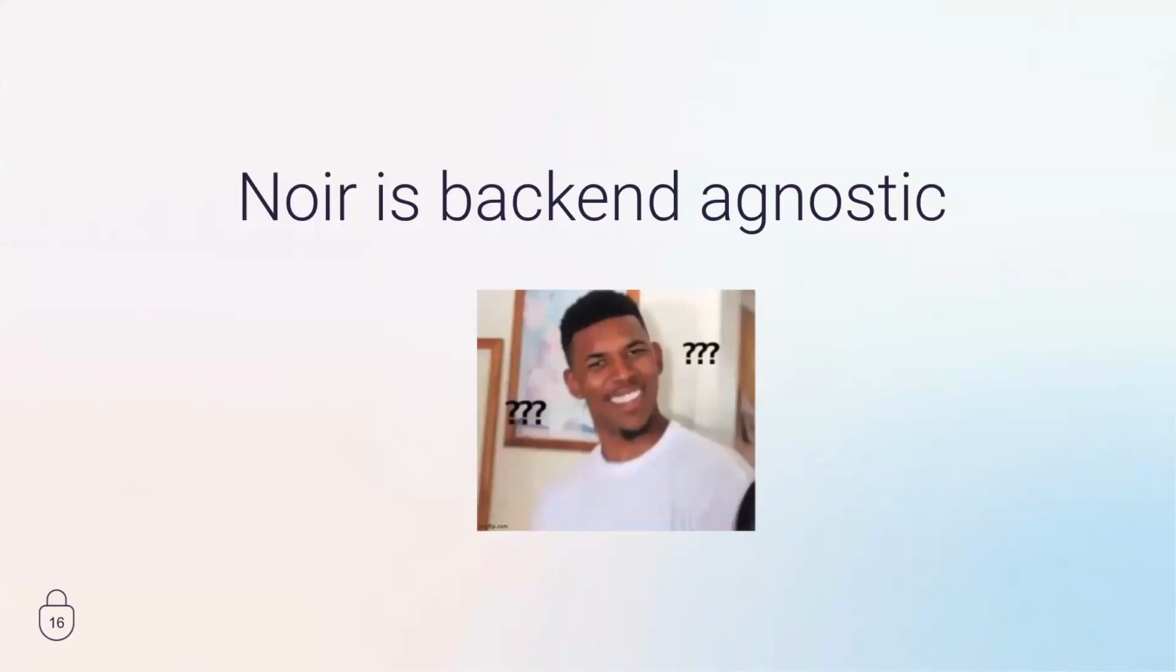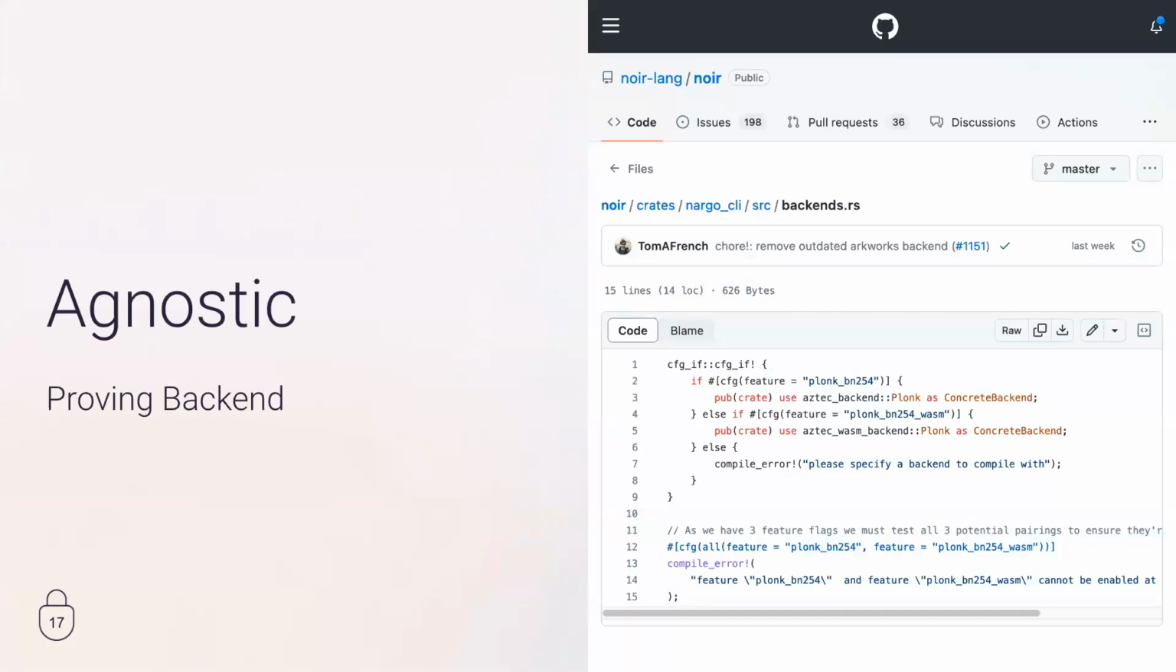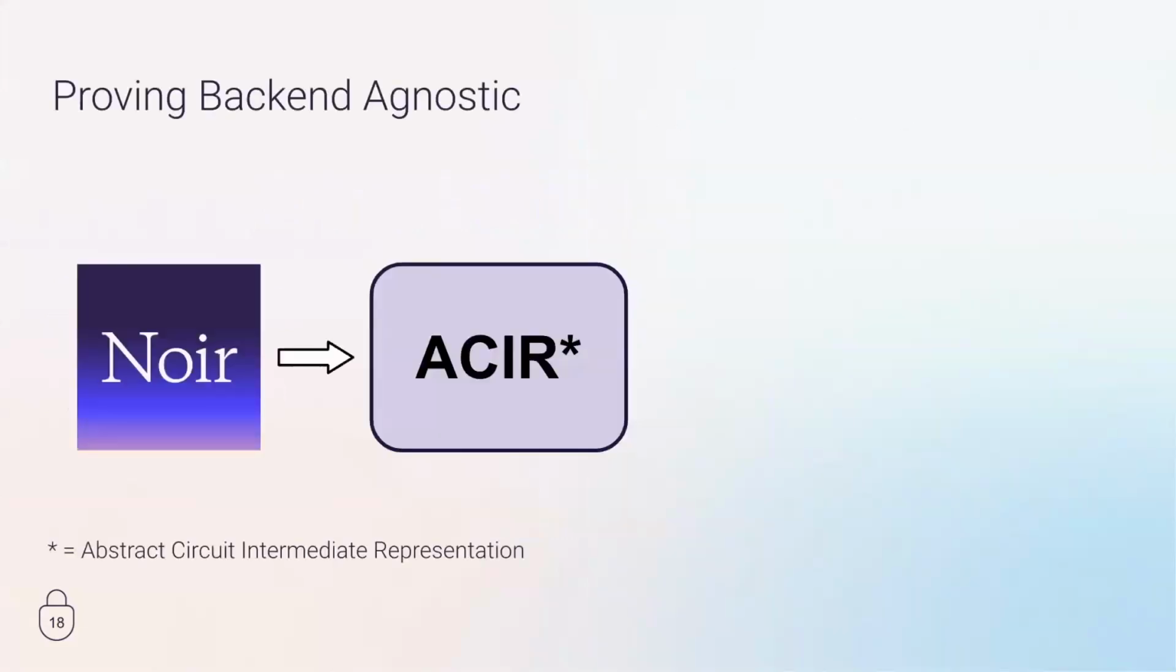So this means that you could select a different backend to prove your language. And the way we do this is through a language that we call ACIR, an abstract circuit intermediate representation. And so it's a little bit like Yul with Solidity.